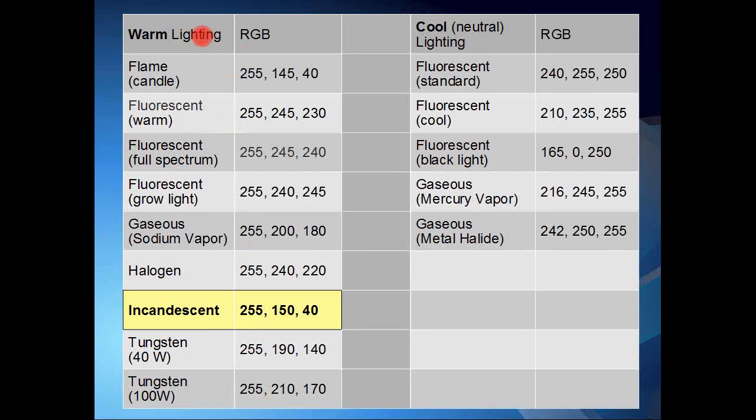Warm lighting is both mathematically and artistically warm. On the other side, we have cool lighting. These are lights that are typically falling more into the blue range of the light spectrum. Cool lighting is mathematically cool and artistically neutral. That's why I put neutral in the parentheses.